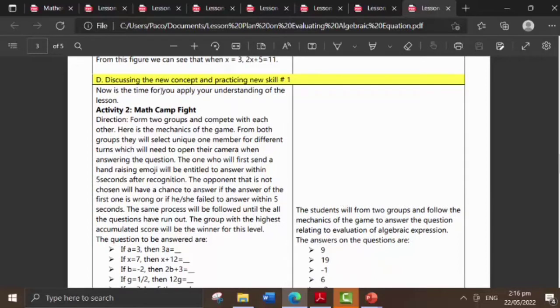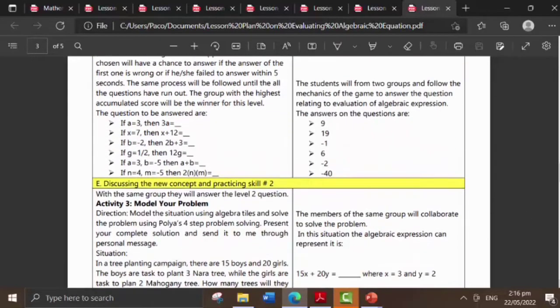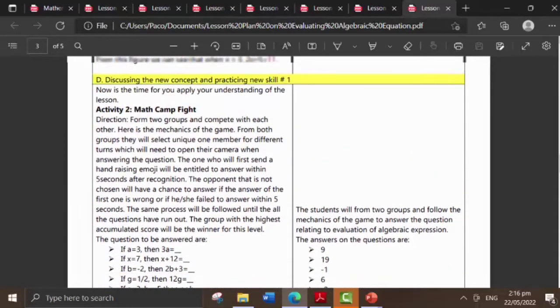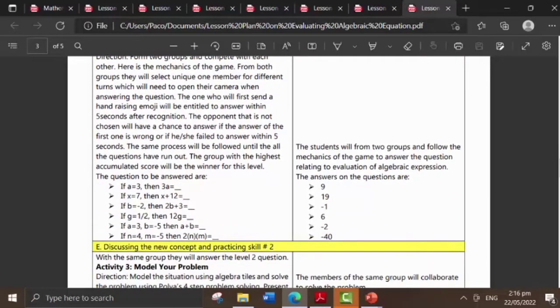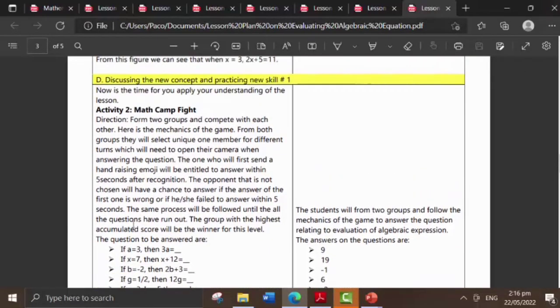So for part D, discussing the new concept and practicing new skills, number 1. So we have number 1, and we also have discussing new concepts and practicing skills, number 2. So in this part, you can post activities, questions, or even games so that you can entertain your students while learning.